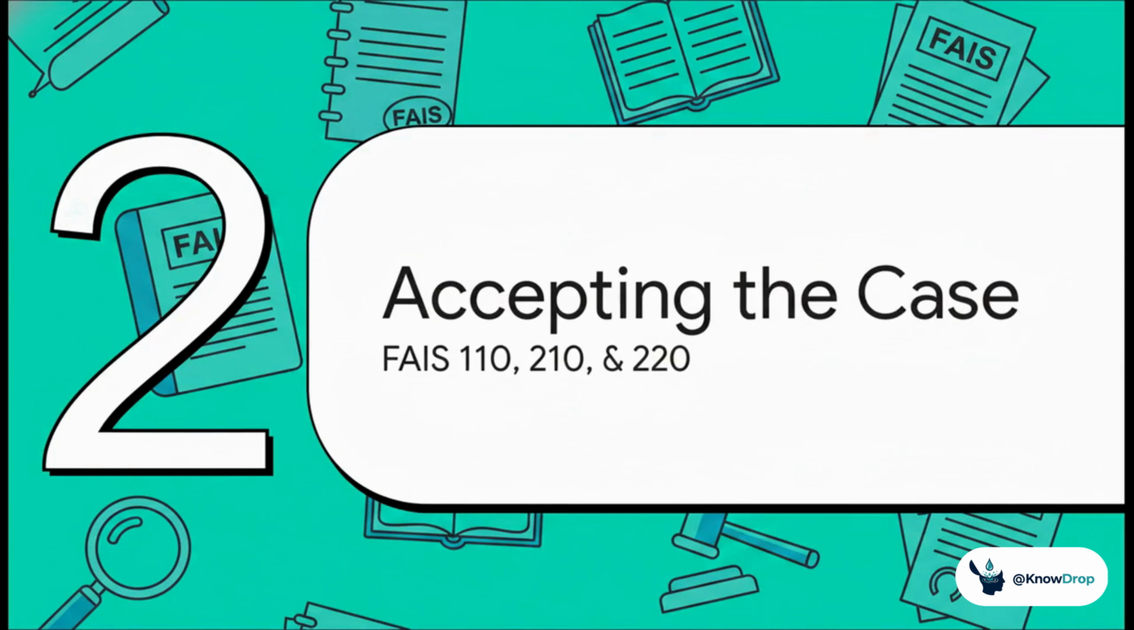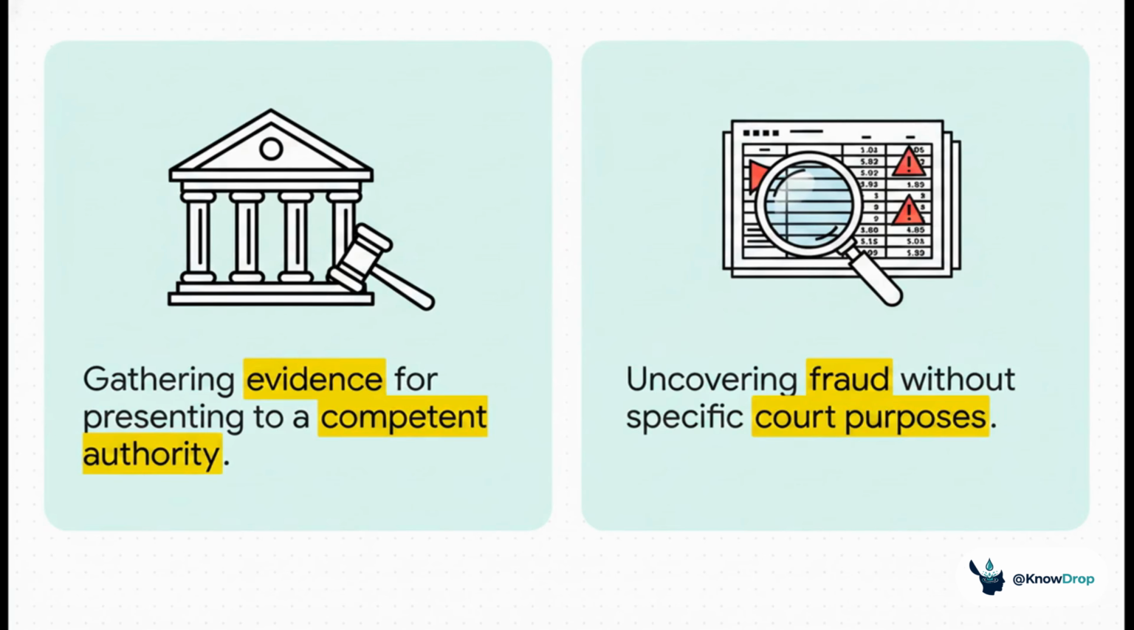Moving on to Section 2, accepting the investigation case. You've got your badge, but now we need the mandate to actually take on a case. This distinction is the core of FAIS 110, which covers the nature of engagement. For the exam, you absolutely must grasp this difference. Forensic accounting is specifically about gathering evidence for presenting before a competent authority, like a court. An investigation, on the other hand, is generally about uncovering fraud without that specific court-bound purpose. Knowing exactly which one you're doing changes your entire strategy.